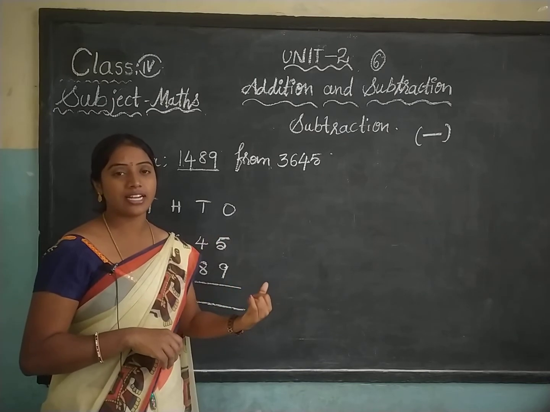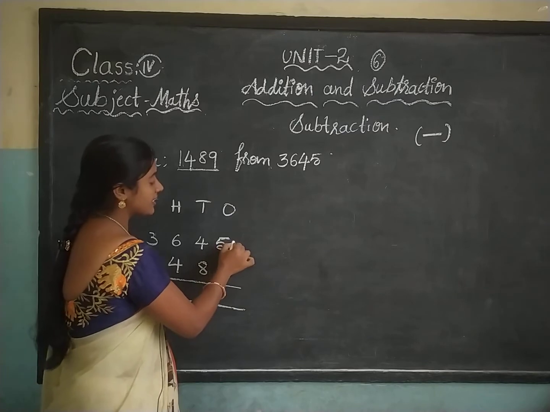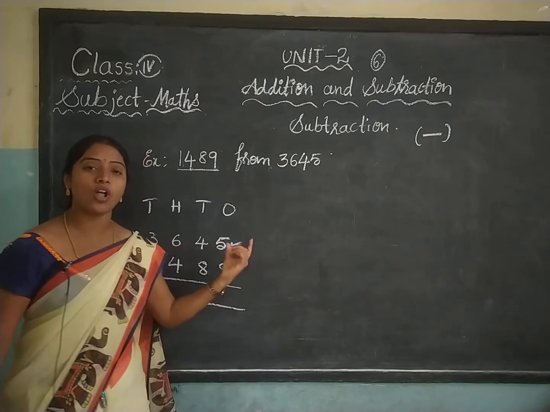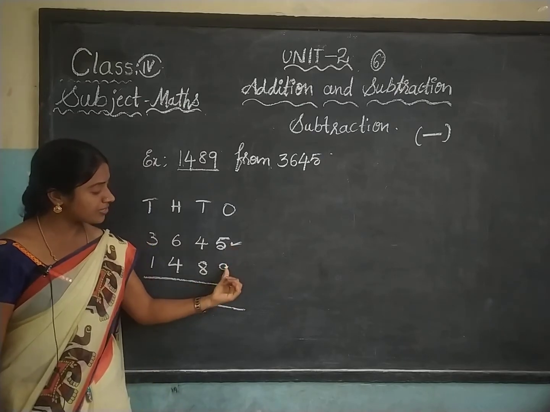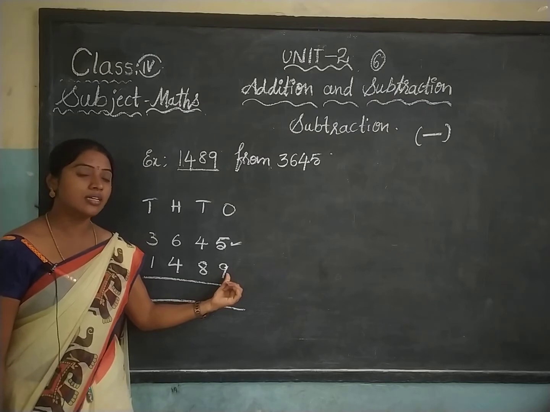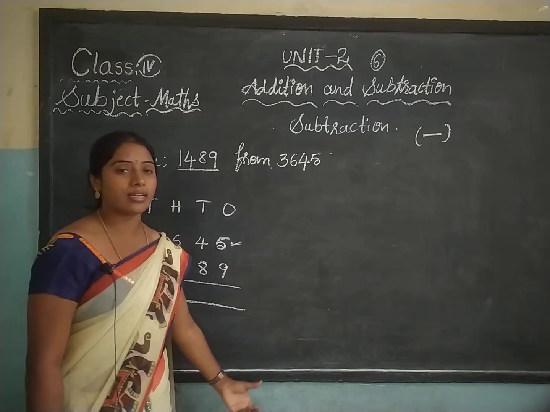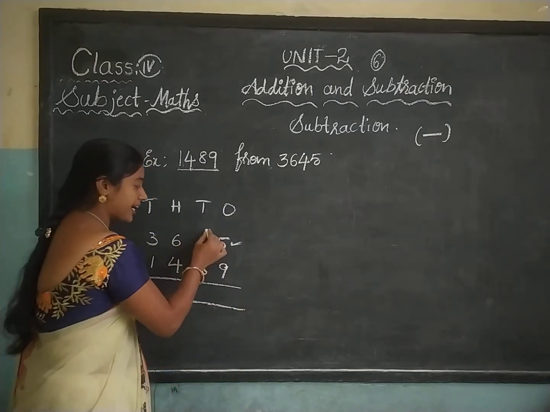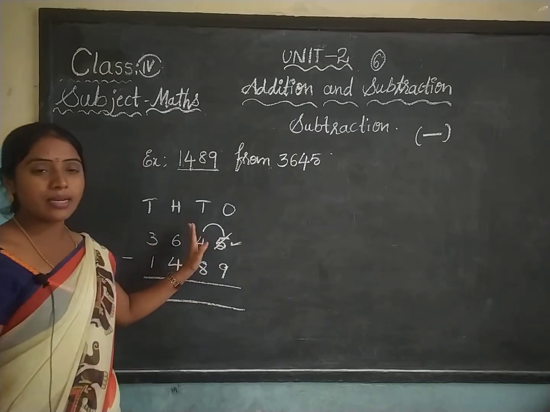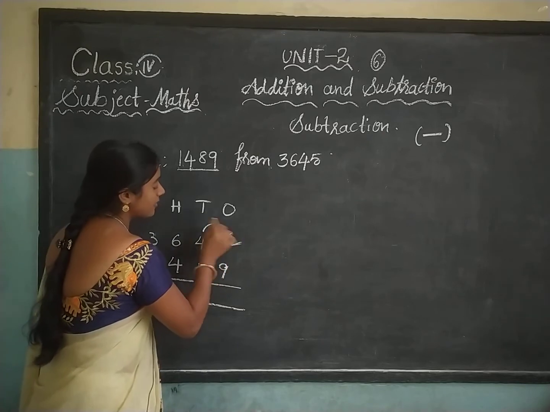We cannot subtract 5 minus 9. Why? Because when we are doing subtraction, you have to check whether the first number is big or small. Here 5 is a small number, 9 is a big number. So we cannot subtract. So you have to take a borrow from the tens place. Okay, we are taking a borrow from the tens place.